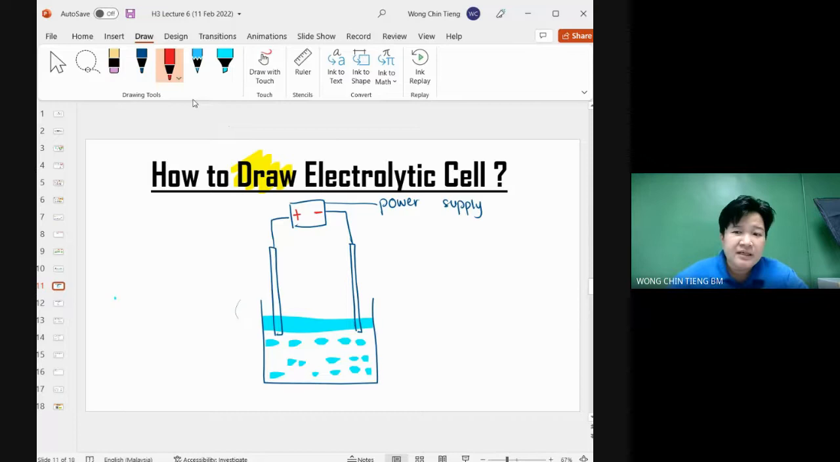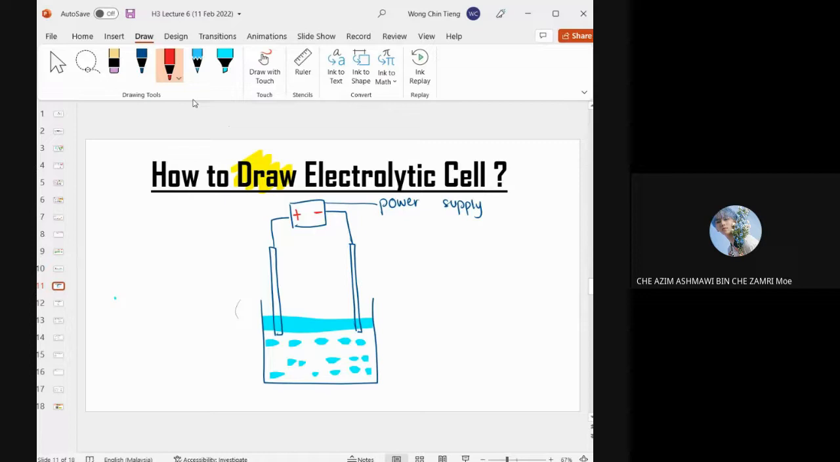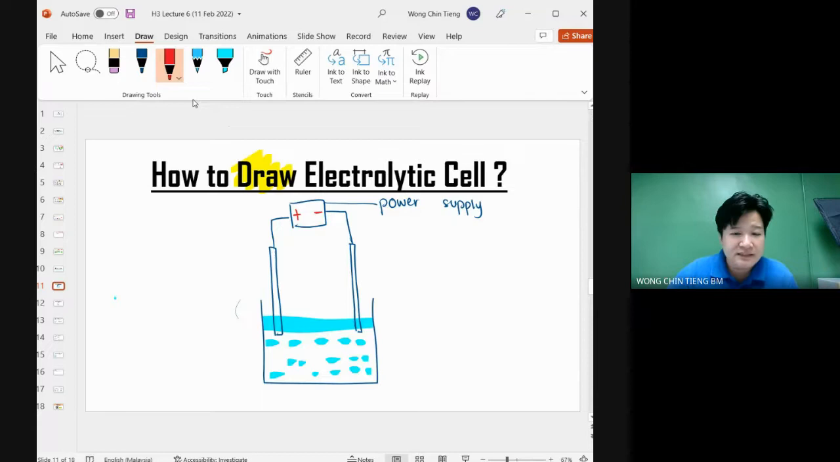Terminal positif dalam electrolytic cell, sayang, akan jadi anode atau cathode? Anybody? Anode. Thank you, Fifa. Dia akan terbalik. Thank you, Azim. Dia akan terbalik dengan your galvanic. Positif takkan jadi cathode. Positif kat sini akan jadi anode. Negatif kat sini akan jadi cathode. Okay? Alright? That is the main difference if you look at it.